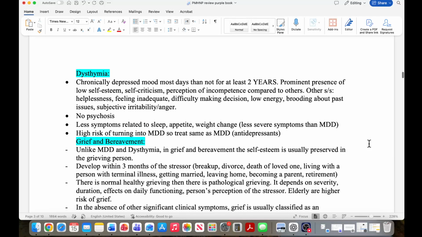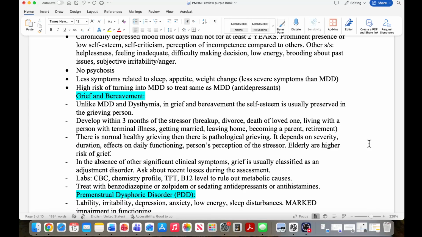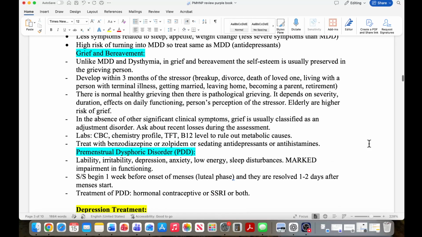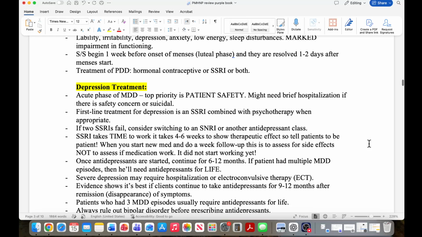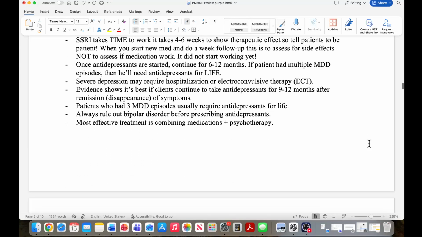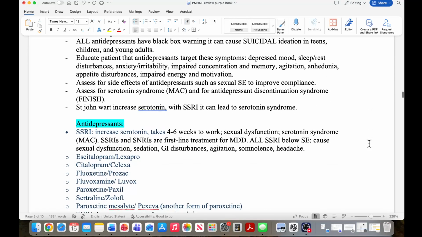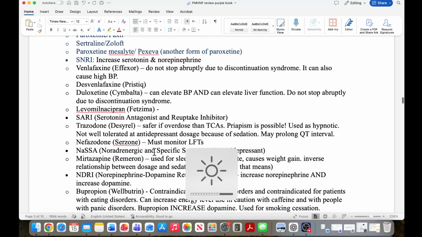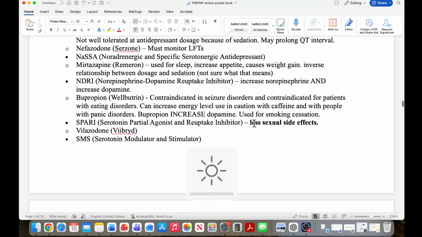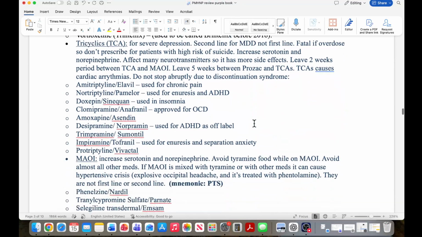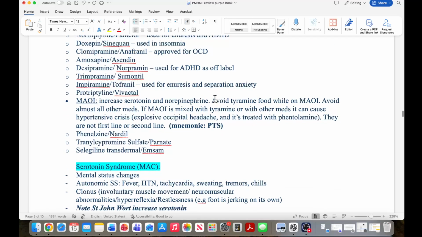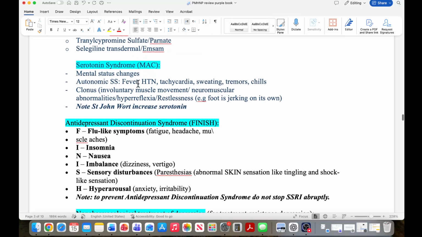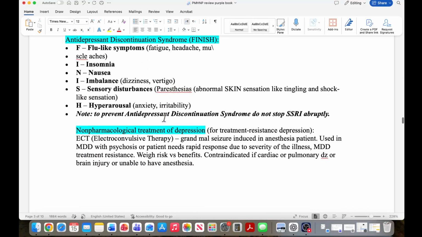I'm not using the yellow book, even though I do have it, but I think I want to do the purple book first and use the yellow book for the questions, because it does have a lot of questions, which I love. But I'm going to go through these first. And then there are, of course, all the antidepressants. There's a lot of medications, and we need to know a little bit of every med, the main things. Serotonin syndrome, antidepressant discontinuation syndrome.